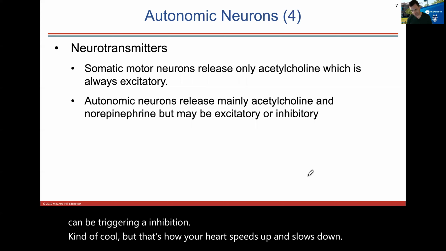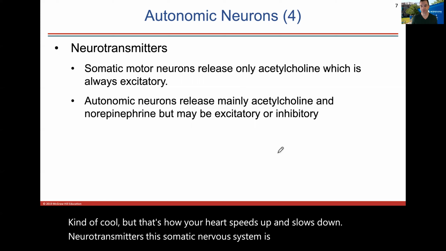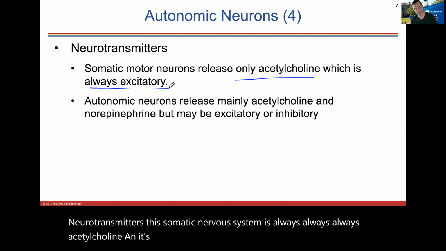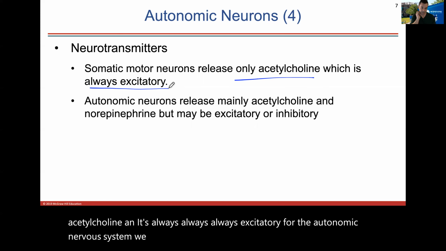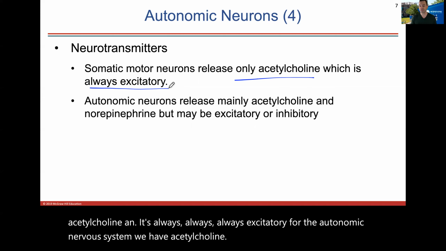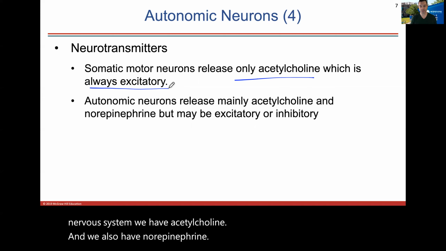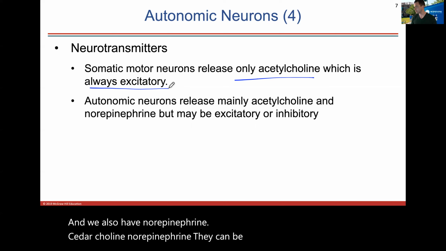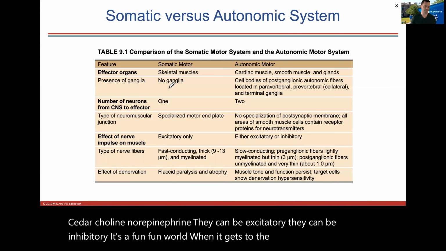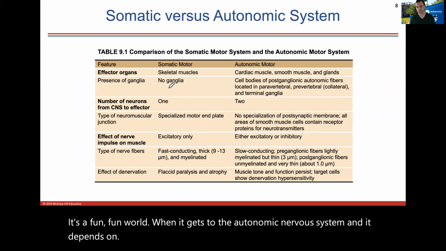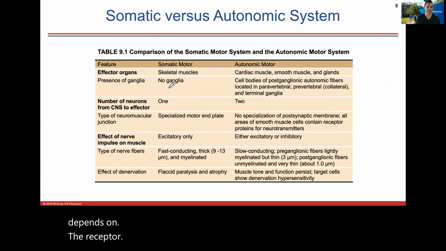Neurotransmitters, the somatic nervous system is always acetylcholine, and it's always excitatory. For the autonomic nervous system, we have acetylcholine, and we also have norepinephrine. Acetylcholine, norepinephrine, they can be excitatory, they can be inhibitory. It's a fun world when it gets to the autonomic nervous system. And it depends on the receptor. Key, different lock.